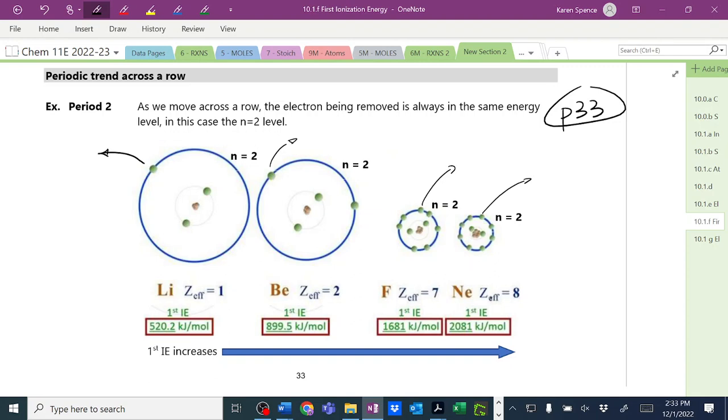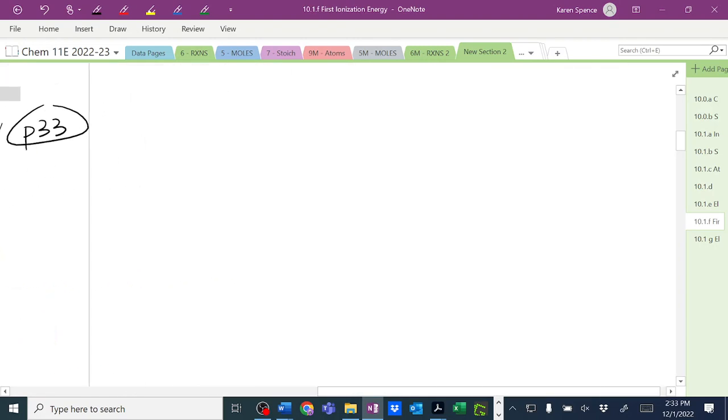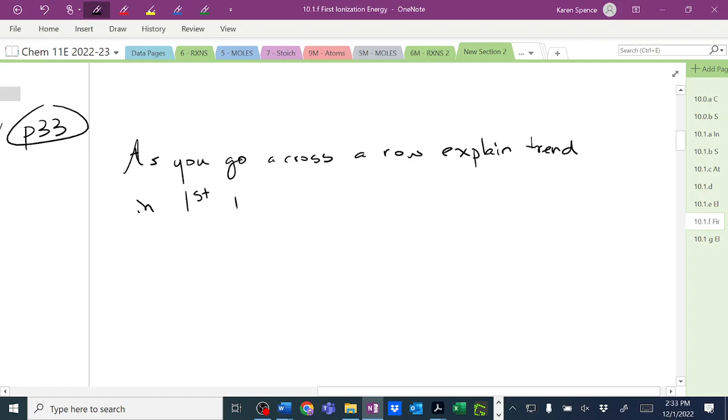Okay, so what has happened is we have run out of copies, so I'm going to print a couple more copies, but while I do that, you are going to try to explain the trend in ionization energy as you go across a row, in terms of the same like you did for electronegativity. As you go across a row, explain the trend in first ionization energy. And while we do that, I'm going to print out pages.